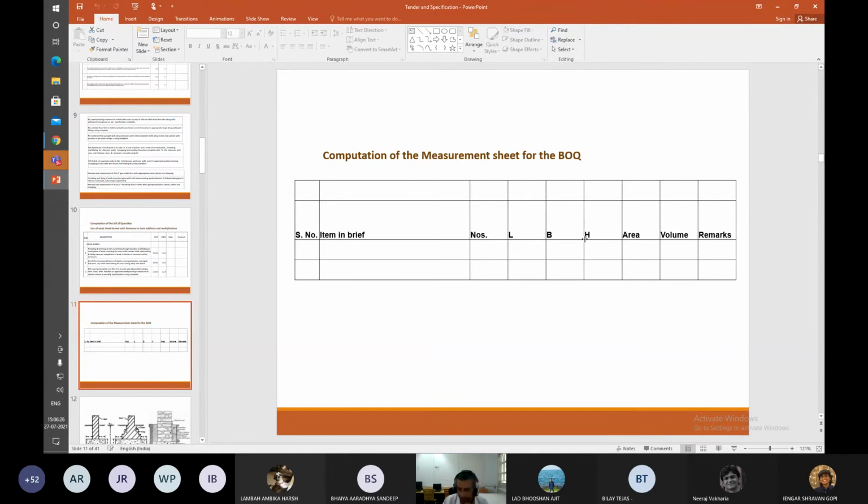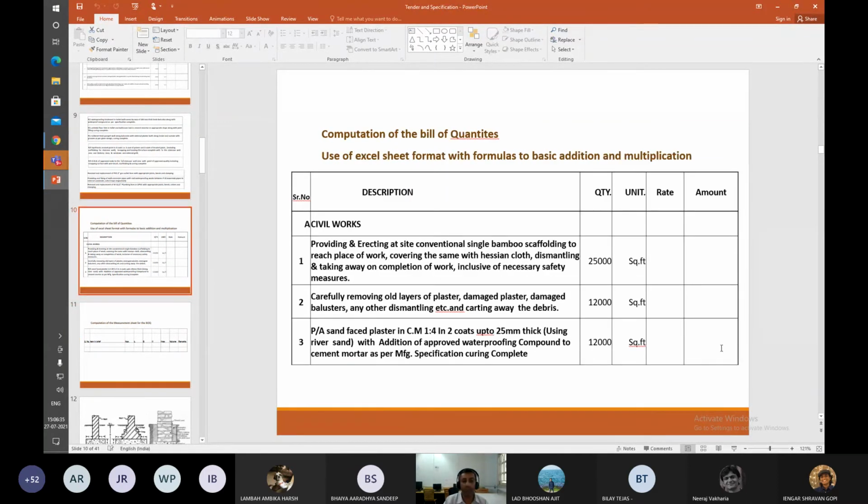Clear? Thank you. Bhushan, now you will do PCC, right? You are going to lay PCC, right? So what is the description you will write for PCC?